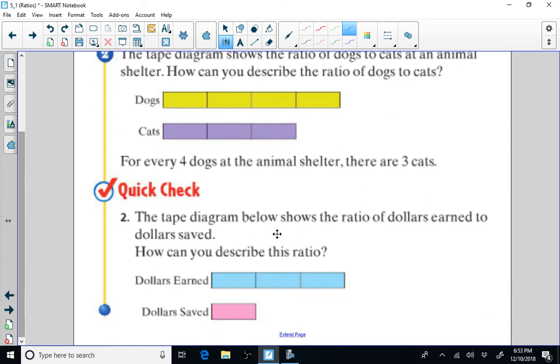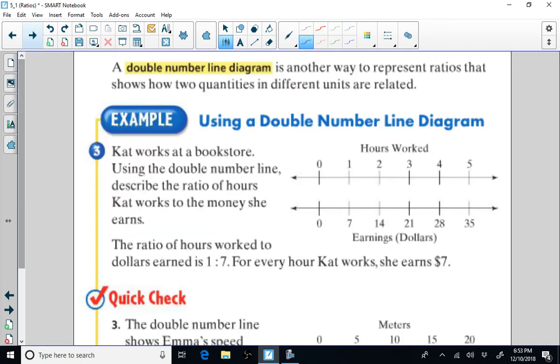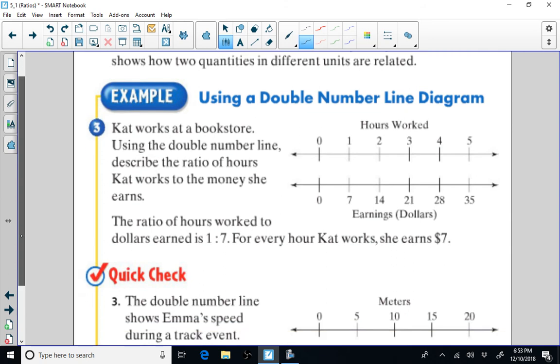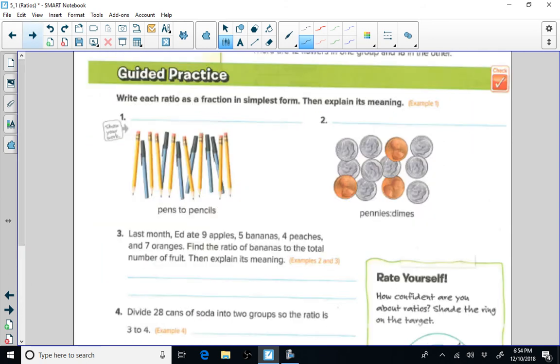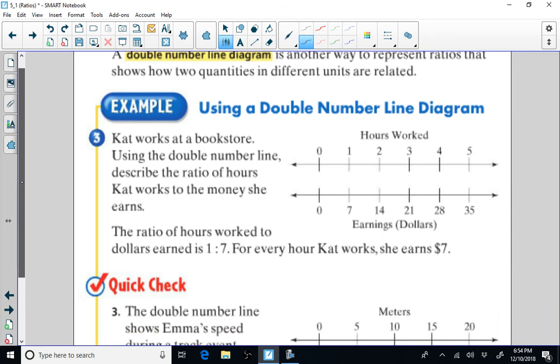The tape diagram below shows the ratio of dollars earned to dollars saved. How could you describe the ratio? Well, you earn $3 to every dollar saved, or you could reverse that and say that you saved $1 for every $3 earned. All right. We're going to finish up with the idea of a double line graph. With the double line graph, you could just take a look at it.